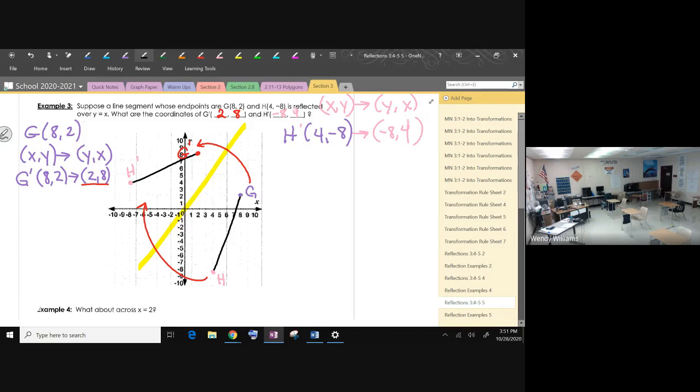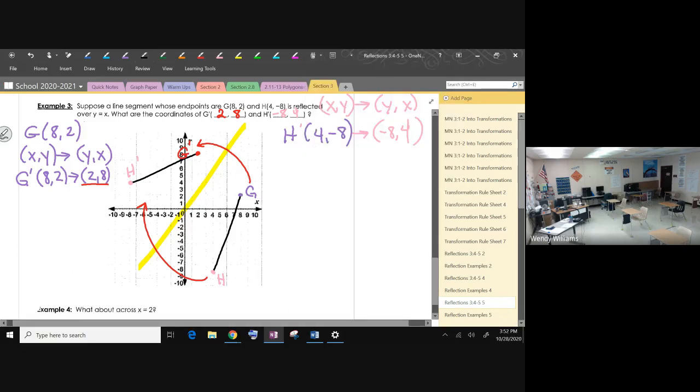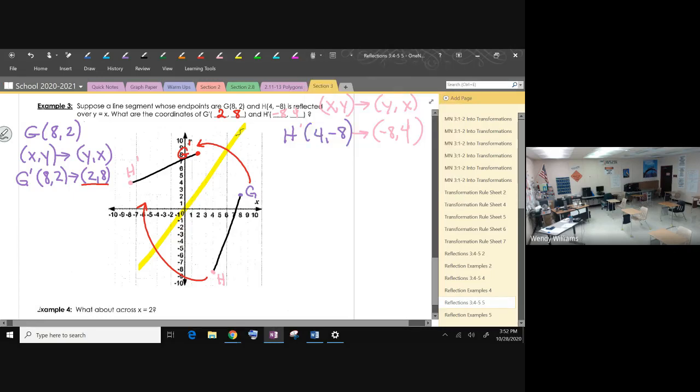And I want you to be thinking, draw in those axes of symmetry, use your highlighters, put them in, and you should see that you're jumping over that line, just like jumping over a rope on the ground. If my rope is here, I need to be jumping over it. And that's where this jumping over comes into play.